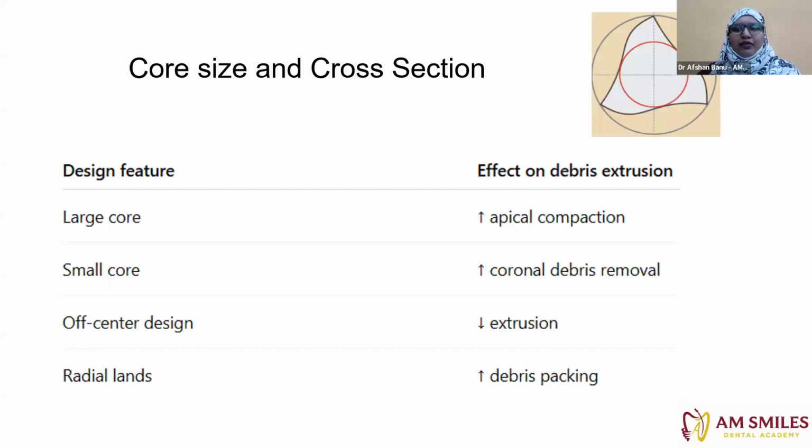So whenever you're going to have an off-center design, the more the space between the canal wall and the file, the more will be the debris movement towards the coronal region. Whenever it is completely radial, when the file contacts the entire canal surface, your debris will be packed towards the apical region. Okay, so these are the general considerations.